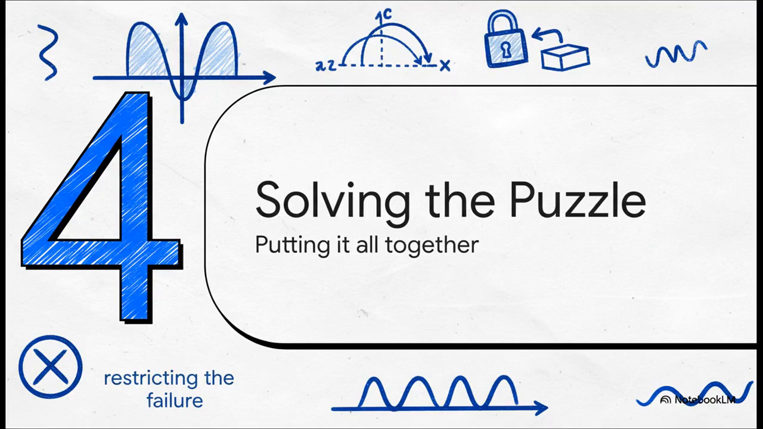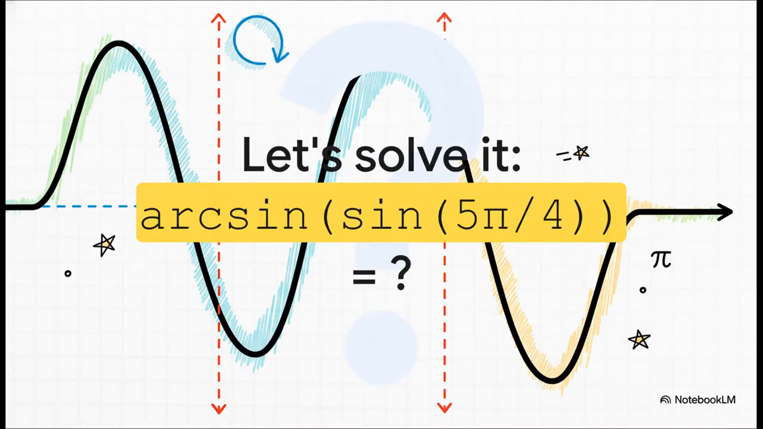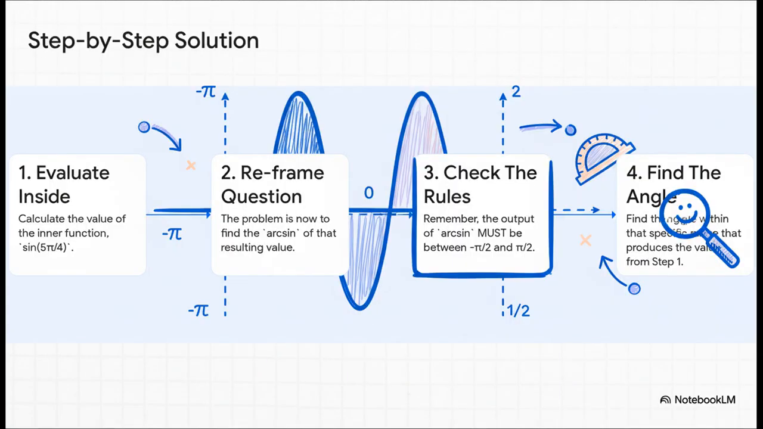Okay, we've gathered the evidence, we understand the rules. Now, armed with all this new knowledge, let's go back to the original problem and crack this case once and for all. Here it is again, arcsine of 5 pi over 4. Only this time, we're not going to be surprised by the answer. Nope. This time, we're going to use logic and follow the rules we just learned. Let's walk through it together.